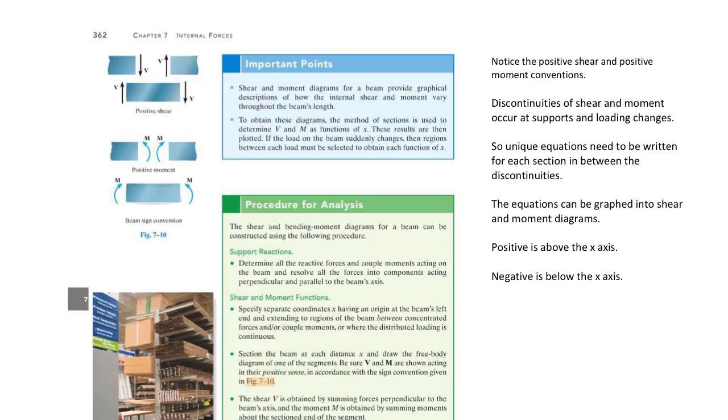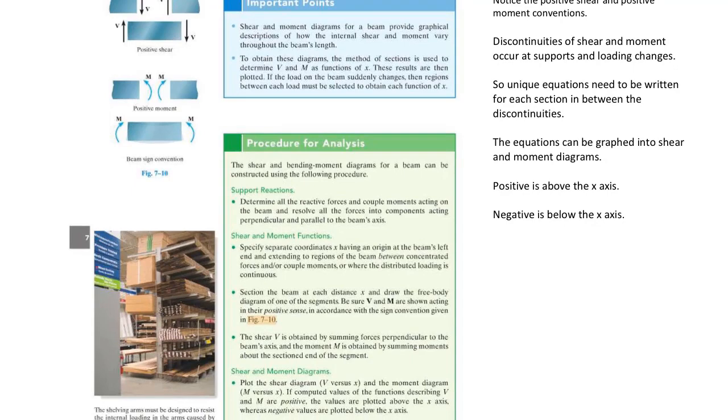So what we're going to do is remember the positive shear and moment conventions, which we have here. We're going to observe that there are discontinuities of shear and moment that occur at transitions and loads, where there are changes in supports or loads. Unique equations need to be written for each section between those discontinuities, and those equations can be graphed into shear and moment diagrams, which we'll try to do here. Positive is above the x-axis and negative is below the x-axis for both of these graphs.